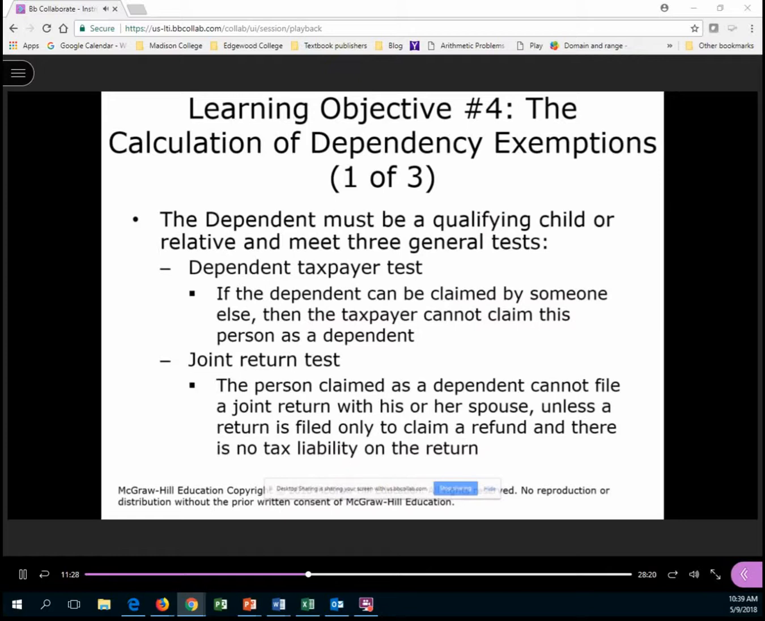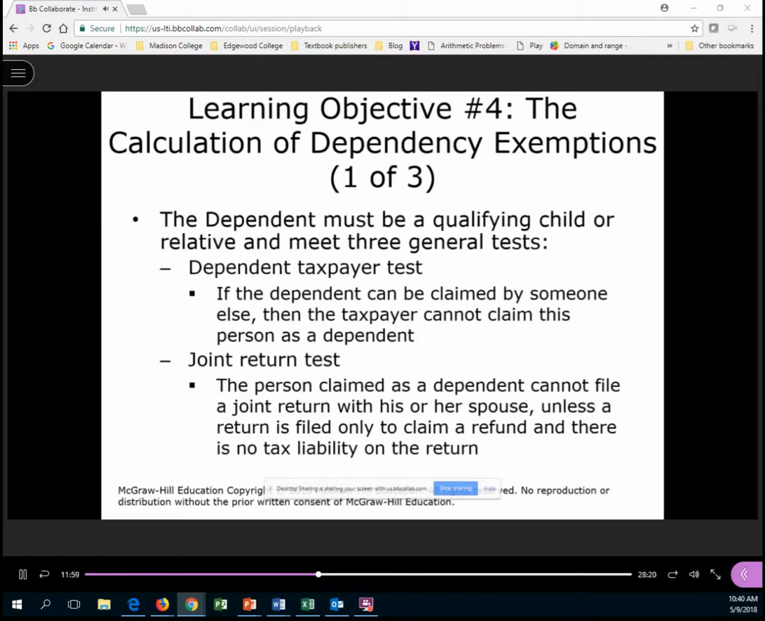So who is a dependent? They must be a qualifying child or a qualifying relative. And there are tests that are to be taken to determine whether or not a dependent is a qualifying child or a qualifying relative. Either of these two can be claimed as a dependent, and therefore the taxpayer would generally be entitled to take the exemption, the $4,050, for those dependents, qualifying children or qualifying relatives.